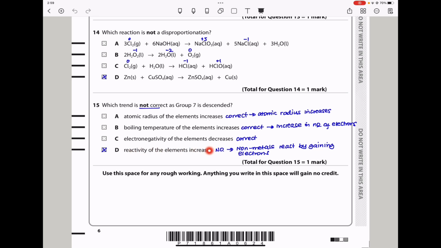Reactivity of the elements increases. This is wrong. Group 7 react by gaining electrons. So down the group, the size of the atom becomes bigger. Therefore, it's harder for electrons to be gained.